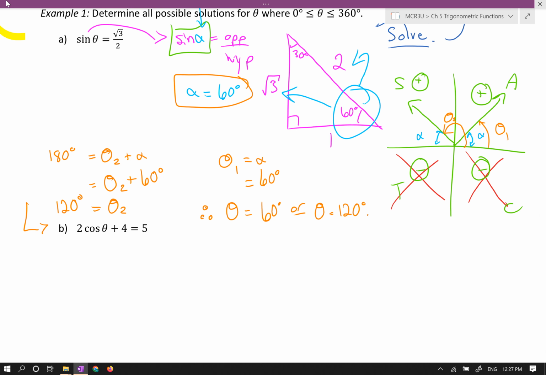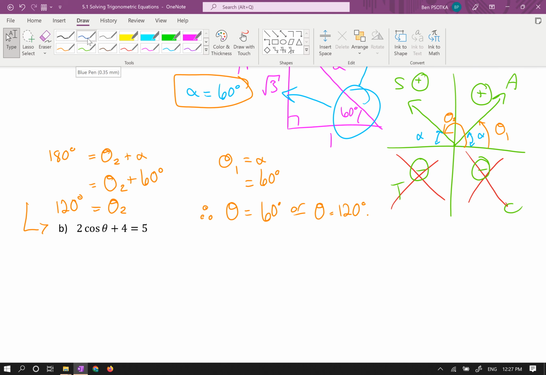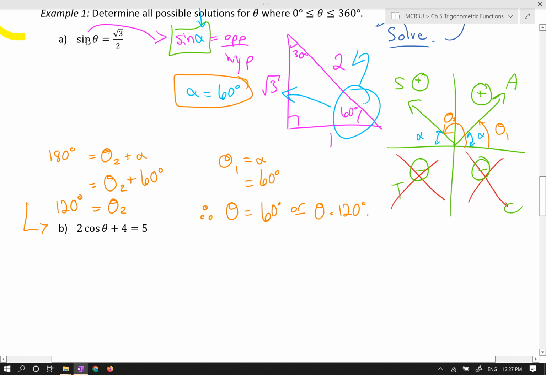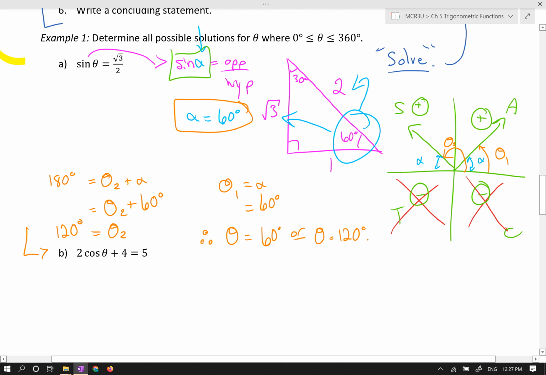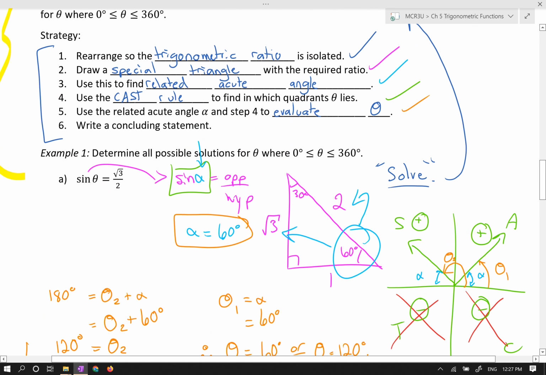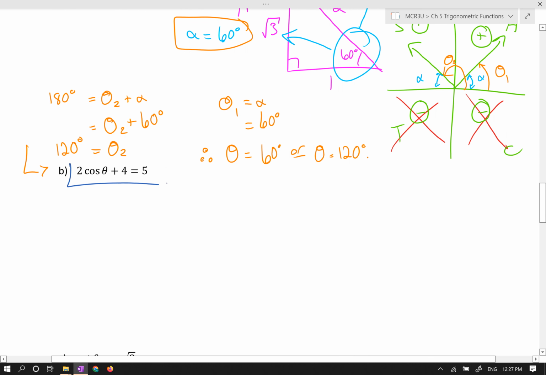Now, if you're not, that's okay. I'll go through it in detail here. I won't do that for every single question on here, but I think it will be beneficial for you folks. So we'll start off. Step 1, rearrange so that our trig ratio is isolated. Is it isolated here? No, it's not. What's our trig ratio? The cosine of theta.